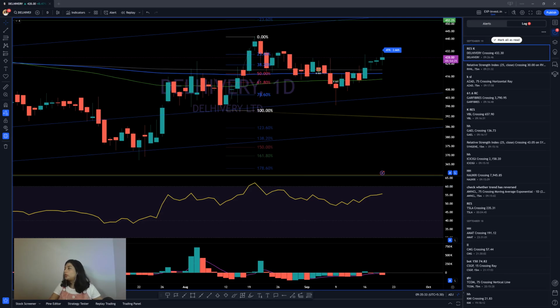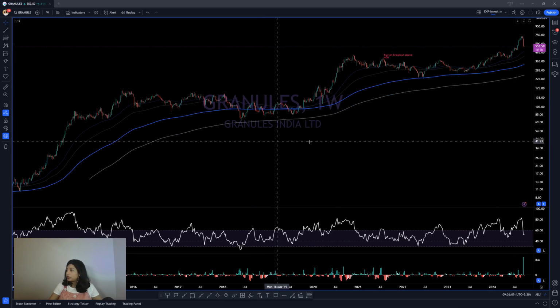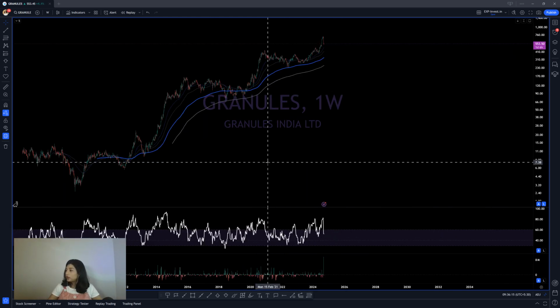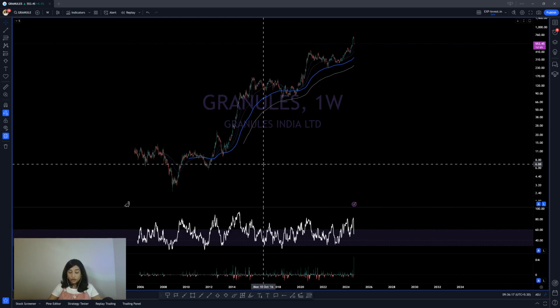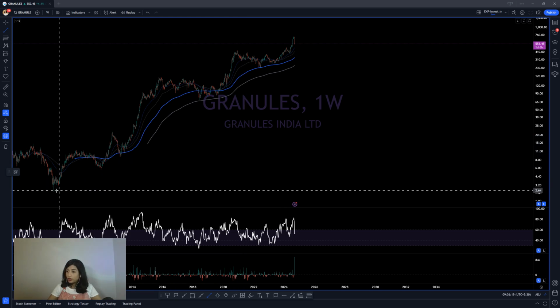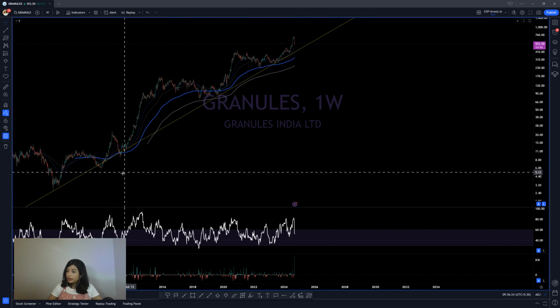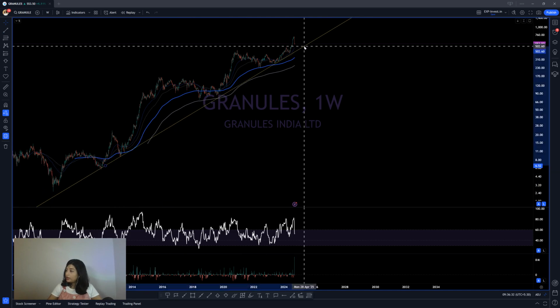We are here to do a stock analysis which was submitted by Siddharth Singh for the stock Granules. Let's just first zoom out to get a perspective of the stock's trend. So this is the weekly chart, and let's get started with drawing our trend lines. I can see formation of a really well defined uptrend here. This is our maiden trend line.